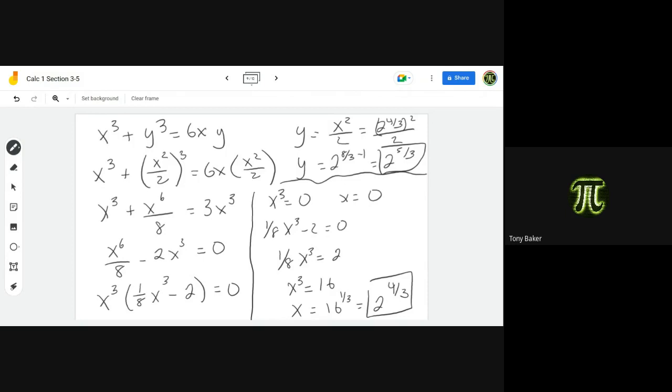And y was x squared divided by 2. So if you had the cube root of 16 squared divided by 2, you can simplify that because you will be able to cancel out that 2 on the bottom. Having it as 2 to the 4 thirds allows you to see that. However, the bigger question is, were you able to get down to the point where you had 1/8 x to the third minus 2 equals 0?